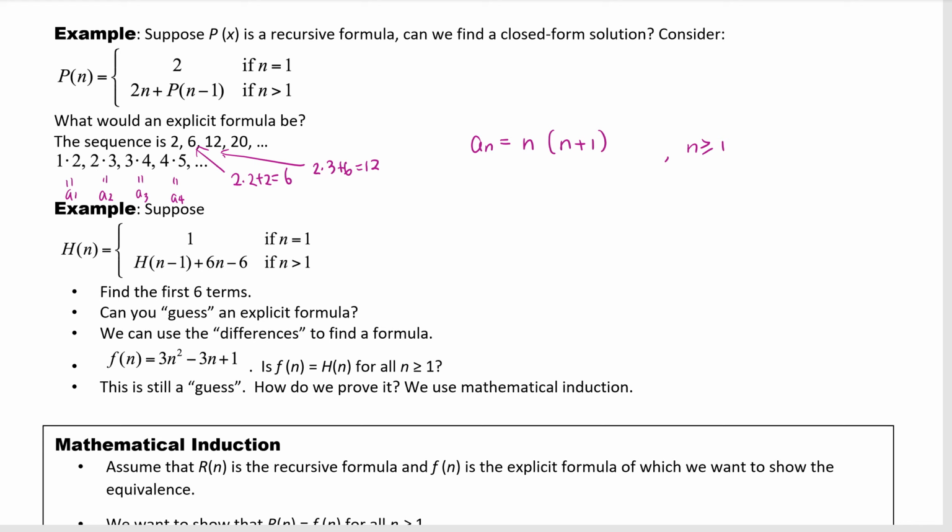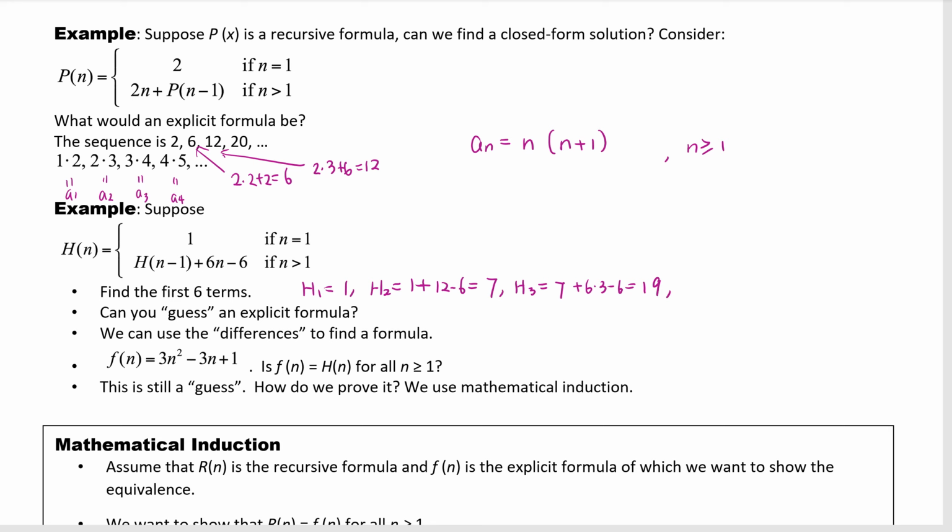Alright, let's find the first 6 terms. So H1 equals 1. H2 is the previous term plus 6 times 2 minus 6, which is 12 minus 6. Well, that is 7. H3 is the previous term 7 plus 6 times 3 minus 6. Well, that's 12 plus 7, so 19.